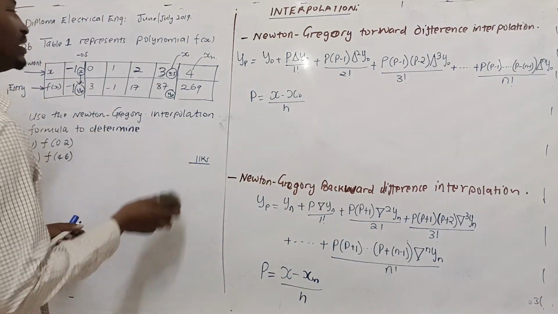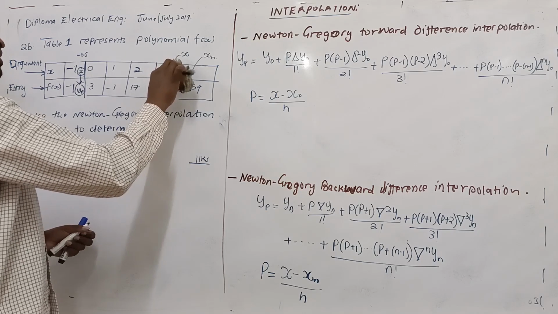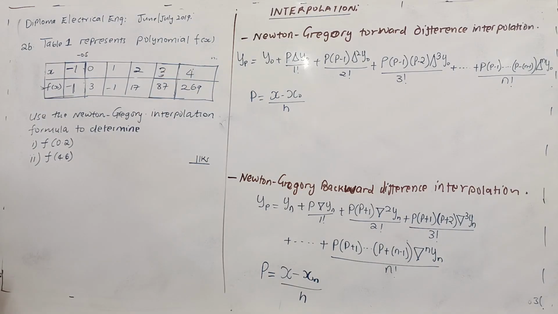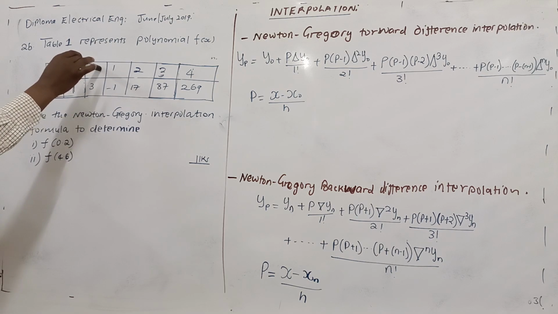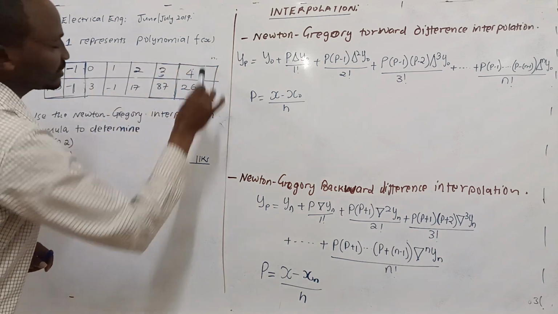I want now to clean my table so that we can answer this question. This question is June, July 2019, Diploma Electrical Engineering, and we have been told table 1 represents polynomial function f of x. We have the argument, the entry, and we are told to use the Newton-Gregory interpolation formula to determine 1) f of 0.2, 2) f of 4.6. So it is somewhere at the beginning, and also toward the end.